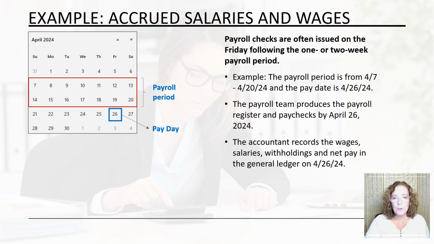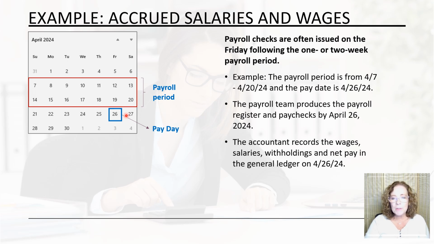Let's talk about a few common accrued expenses, starting with accrued salaries. Payroll checks are often issued on the Friday following the 1 or 2 week payroll time periods. For example, on April 26, 2024, for the time period from April 7th to April 20th. That would mean that the incurred period, April 7th to April 20th, and the pay date of April 26th are all in the same month.